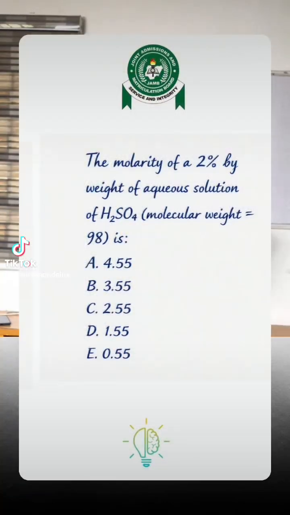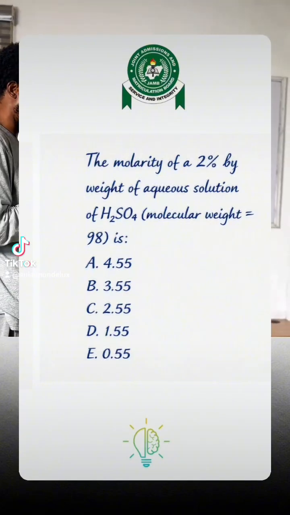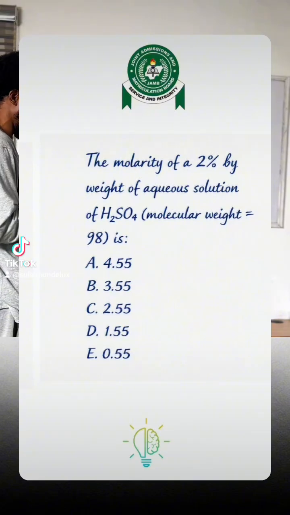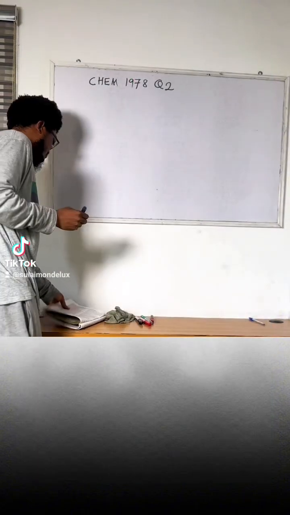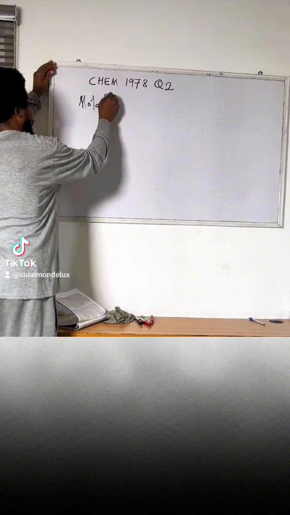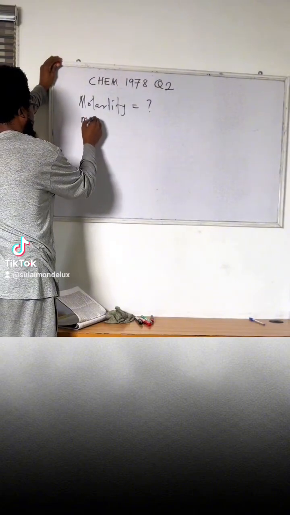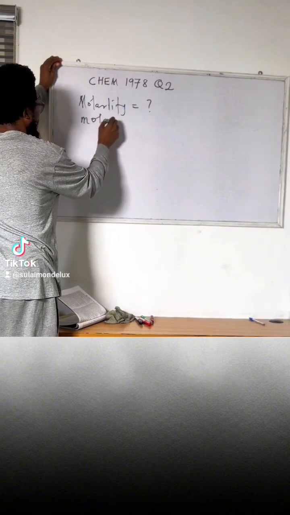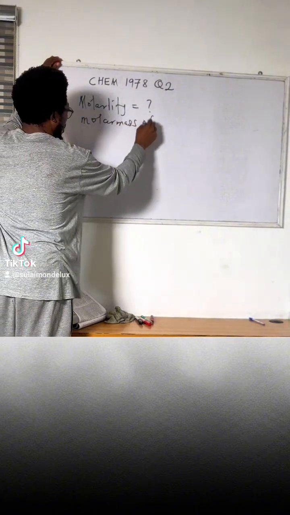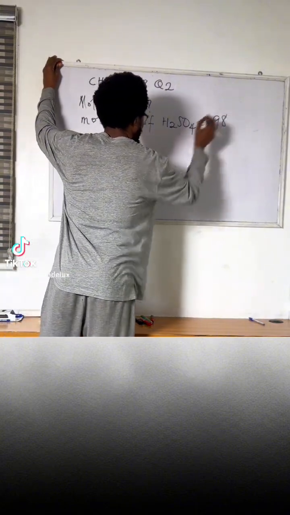Chemistry 1978, question 2. The question says: what is the molality of a 2% by weight aqueous solution of H2SO4, given that the molar mass of H2SO4 is 98? So we need to note that molality is what we are looking for. Molality is the unknown. We are given the molar mass of H2SO4 to be equal to 98.